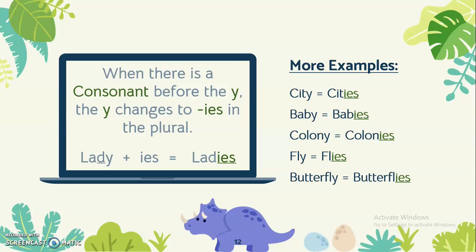So for example, you have the word lady here. There is a consonant in front of the y letter. So we get rid of the y and we add ies. It becomes ladies, lady, ladies. Look at more examples on the right column. City, cities, baby, babies, colony, colonies, fly, flies, butterfly, butterflies.